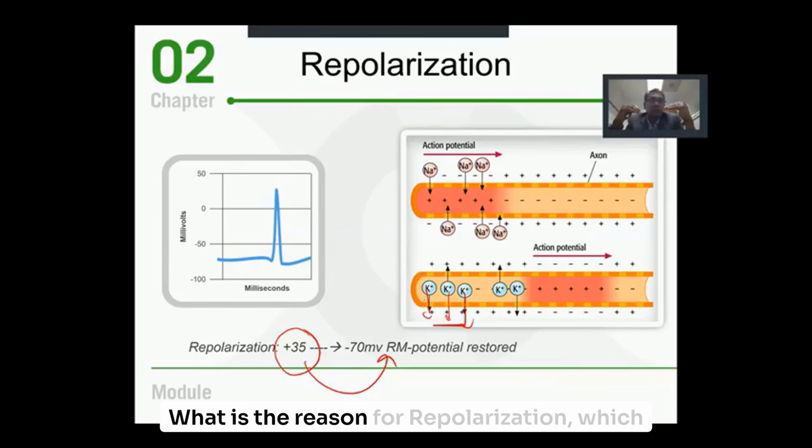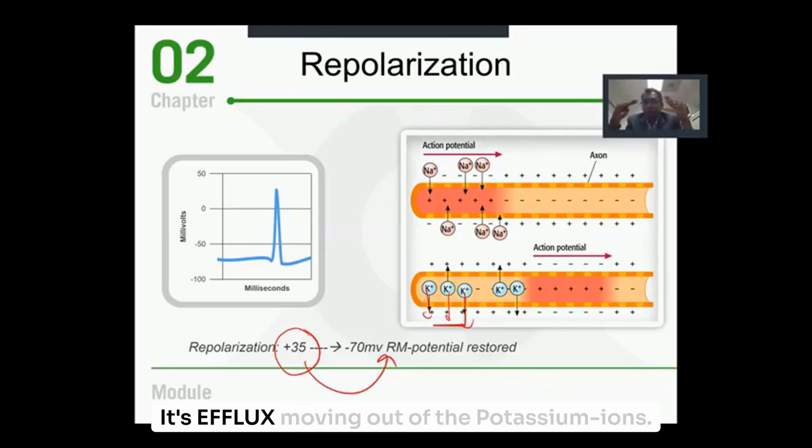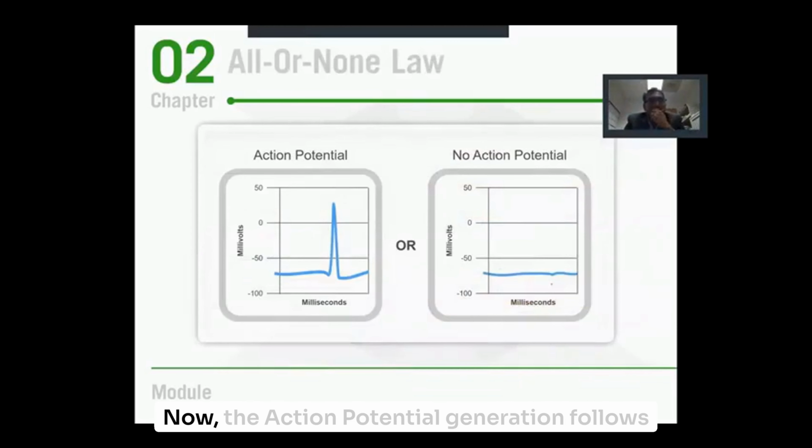What is the reason for repolarization, which is when the membrane potential at positive 35 millivolts goes back to the negative 70 millivolts? It's efflux, the potassium moving out. It's potassium moving out of the cell membrane or the neuron.